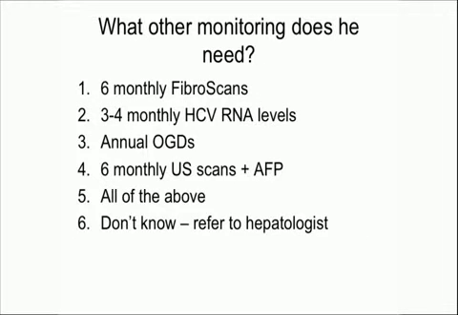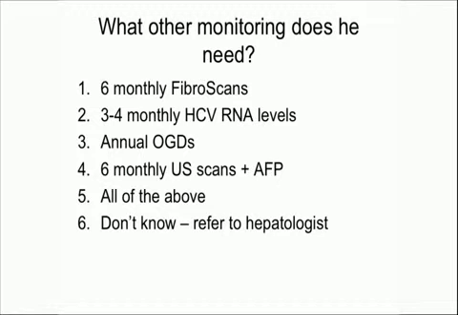So should we do 6 monthly fibroscans? Should we send him to the hepatologist to try and get the fibroscan in clinic? Shall we do 3 to 4 monthly HCV RNA levels? Shall we do annual upper GI endoscopies? Shall we do 6 monthly ultrasound scans and alpha-fetoproteins? Shall we do all of the above, or we don't really know?